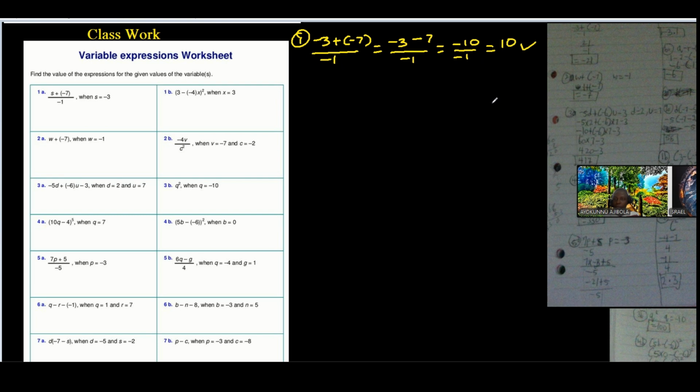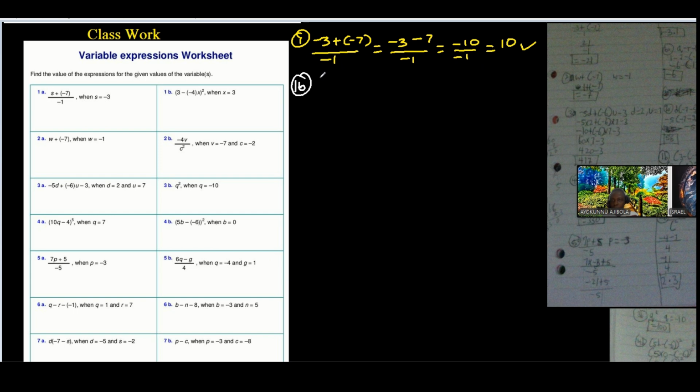Negative 21. Oh, that was because you multiplied. Okay. Is that clear? Okay. And you're not supposed to multiply. So let's look at number 2. Oh, number 2, 1B. Number 1B.